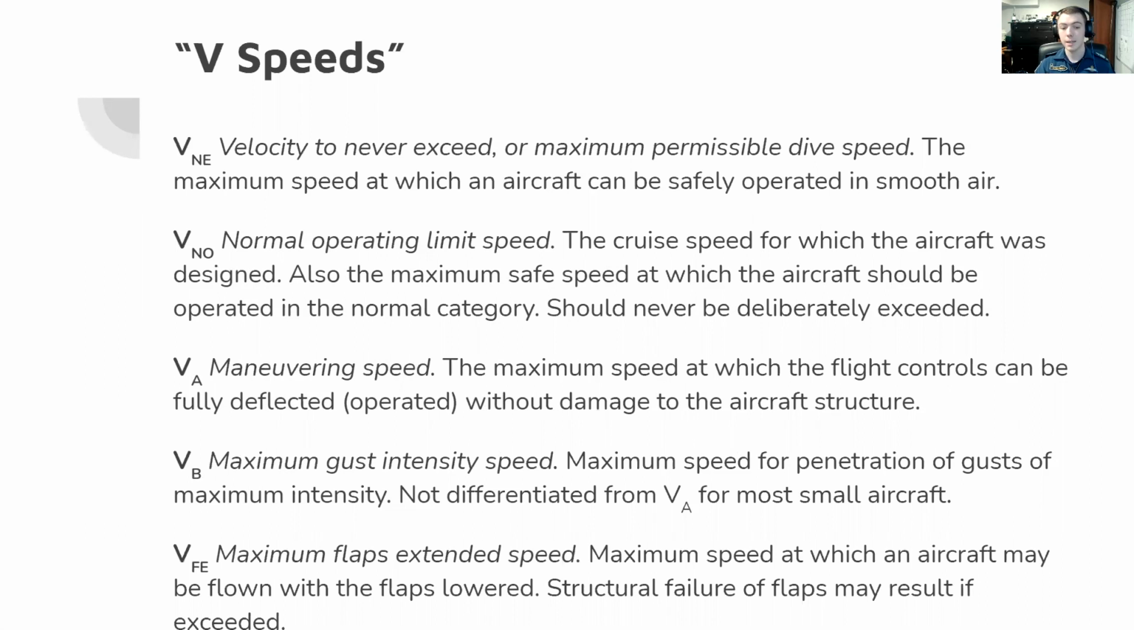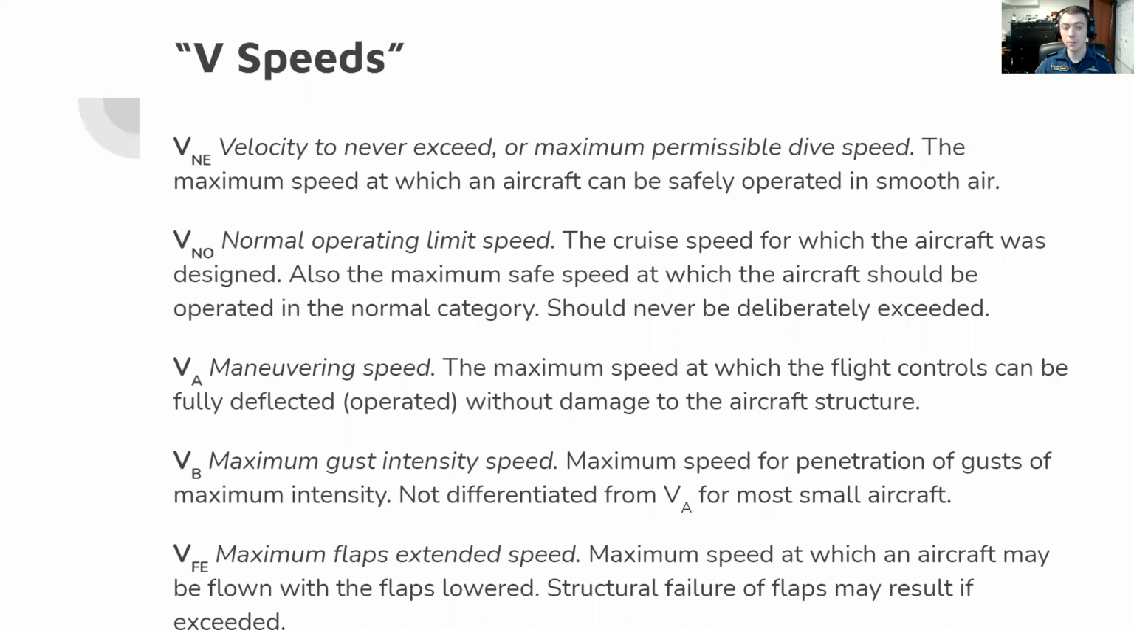Maximum gust intensity. When you're flying in turbulent weather, and you can expect gusts, and they may be from an unpredictable direction, then you can't exceed this VB, which is your max gust intensity speed, because that gust could bring you up to or past VNE, which obviously isn't good and isn't safe.